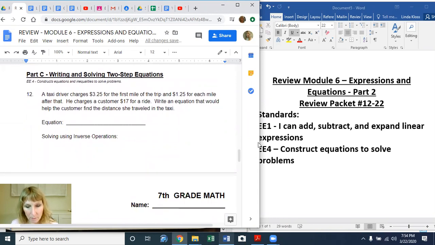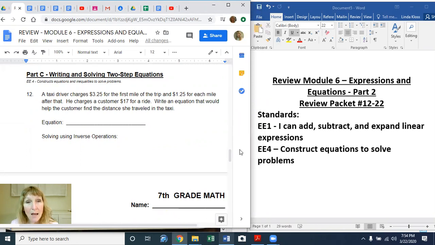It says, and I'm just going to make it a little smaller here so we got a little bit of room. A taxi driver charges $3.25 for the first mile of the trip and $1.25 for each mile after that. He charges a customer $17 for a ride. Write an equation that would help the customer find the distance she traveled in the taxi.